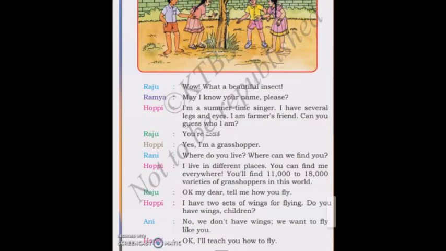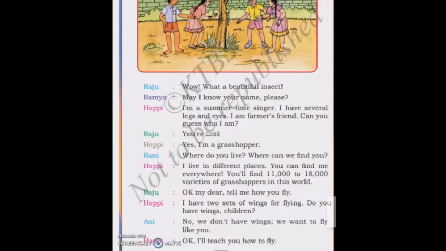Rani says, where do you live? Where can we find you? Now Rani is fascinated looking at the insect. She asks, where do you live? So where can we find you? So Hoppy says, I live in different places. You can find me everywhere.